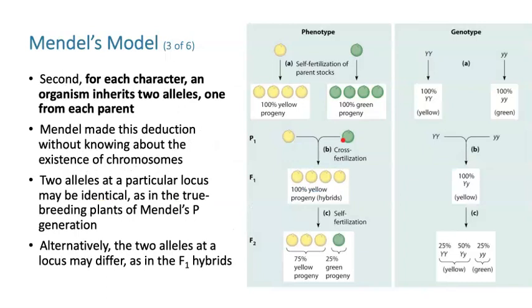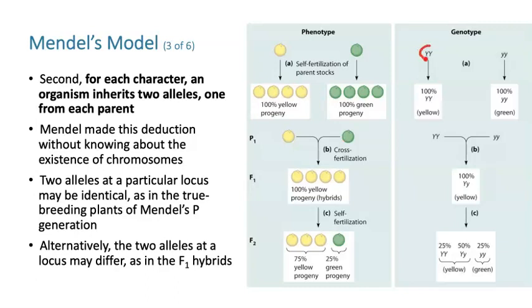The second of his ideas here, of the four, is that for each character there are two alleles, one from each parent. Both parents are contributing equally to the offspring. Now, Mendel, again, didn't know anything about chromosomes, and he didn't know anything about locuses, or loci, which is the plural of locus. But he did understand that you could have two of the same alleles, or you could have two different alleles. And so that's reflected here.